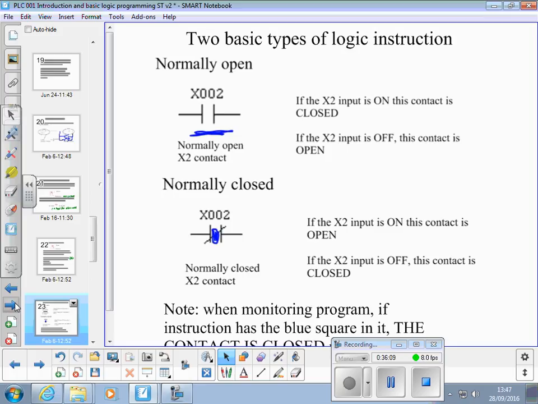The other type is normally closed. That's closed when X2 is off and open when X2 turns on. So those two contacts there are mutually exclusive. They can never both be closed at the same time because they're associated with the same input and they're inverses of each other.